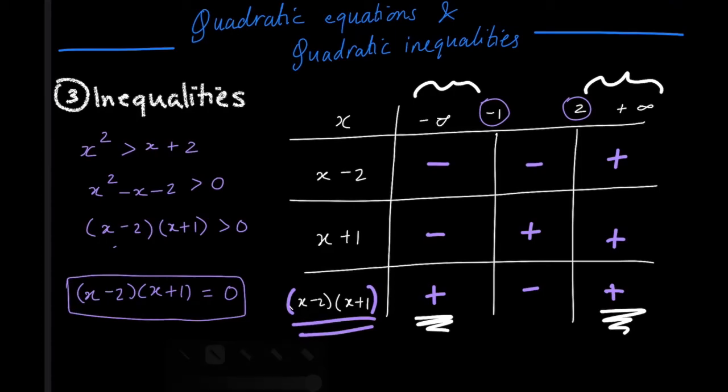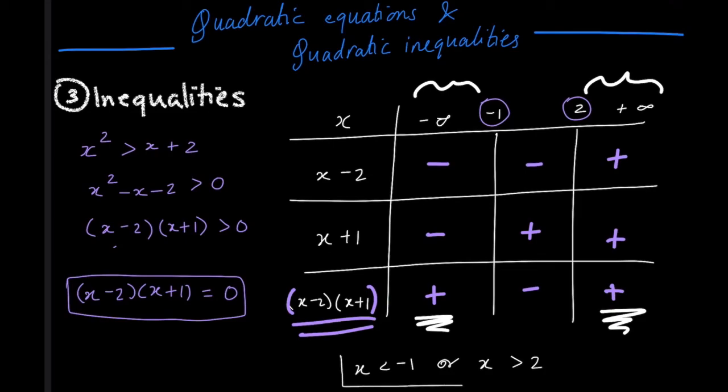So what this means is x is smaller than negative 1 or x is greater than 2. This is how we would write our quadratic inequality solution. Now, if we had the equals sign, it would just be x is equal to 2 or x is equal to -1.